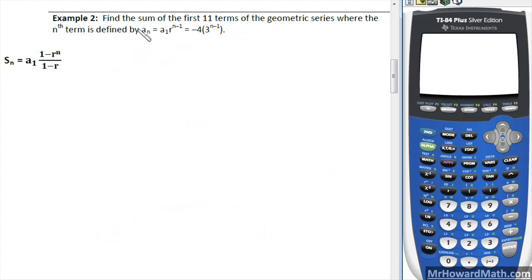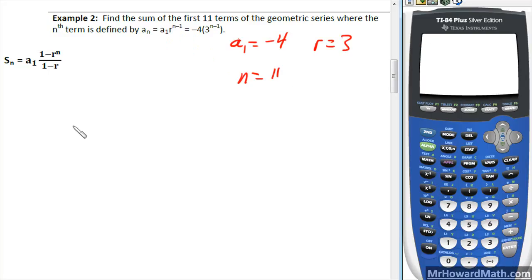Okay, now for example 2: find the sum of the first 11 terms of the geometric series where the nth term is defined by this rule here. So here's our formula for a finite geometric series. We need three things. We need a sub 1, and that would be this negative 4. We know that because they're showing us the pattern here. So a sub 1 is negative 4. We need our r value. Well, in the pattern, that would be right there, the 3. So our r value, common ratio, is 3. And then our n value would be 11 because we're finding the first 11 terms.